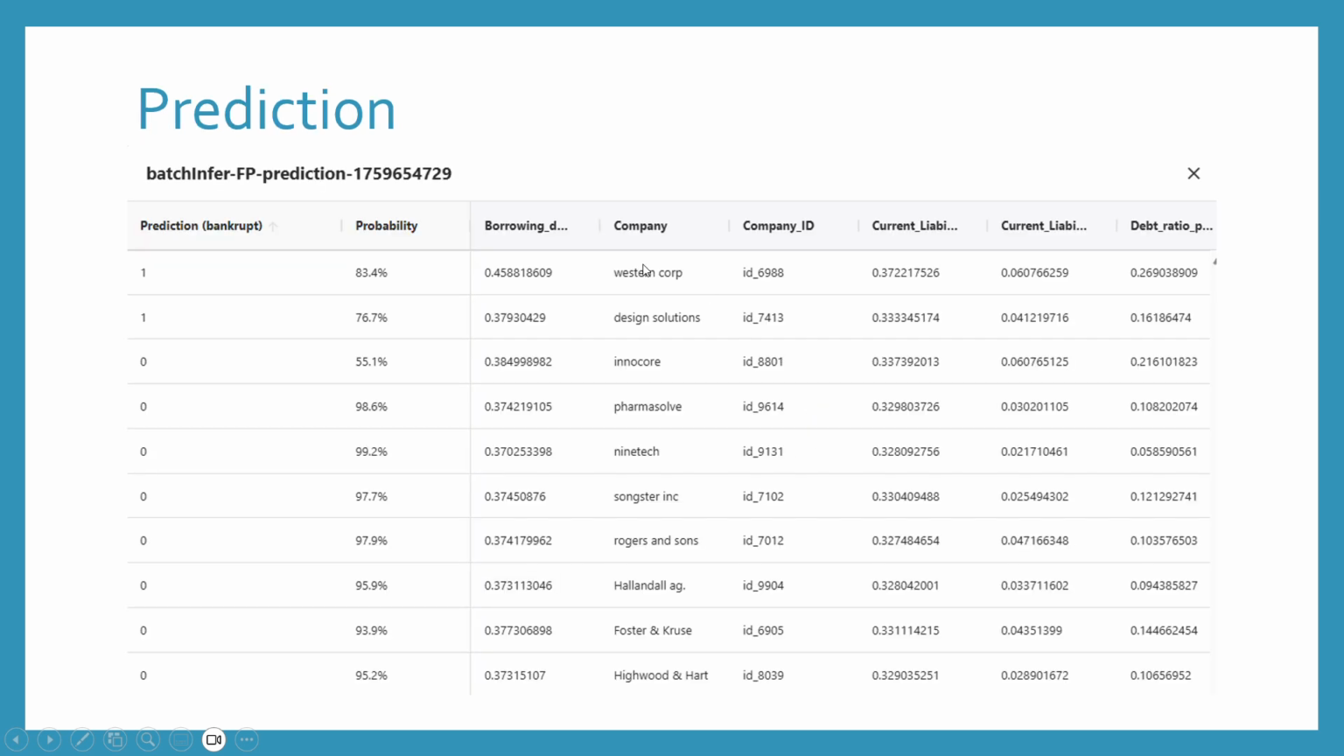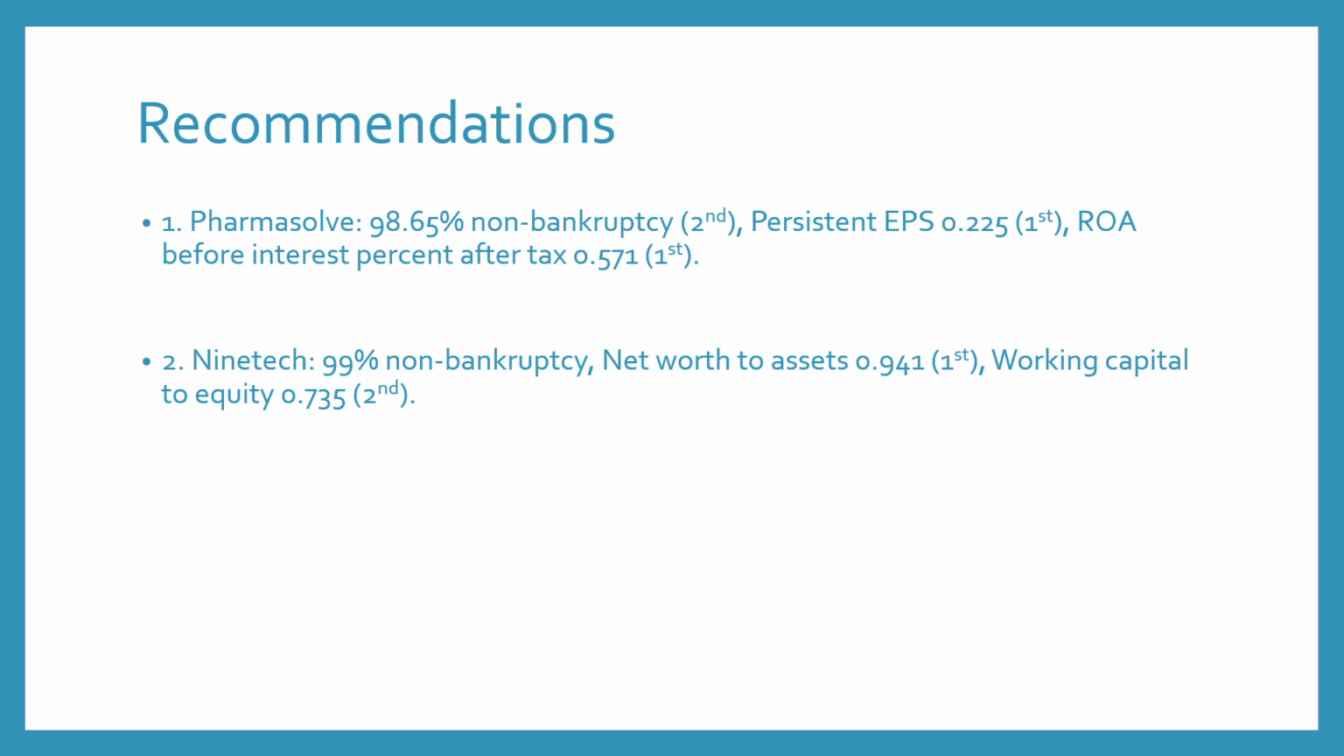For our last step, we're going to feed our unlabeled CSV into the model to generate bankruptcy predictions for 10 companies. Based on these results, I have several recommendations to make. My first investment recommendation is Pharmasolv because it has the second highest non-bankruptcy rate at 98.65%. It has the highest persistent EPS at 0.225 and the highest ROA before interest percent after tax. What this means is it's more effective at generating profit based on its assets and its shares.